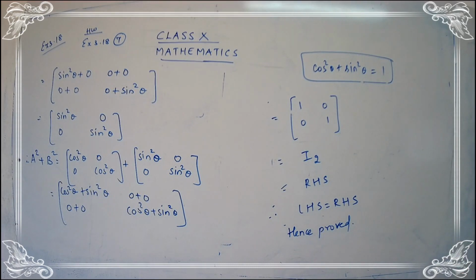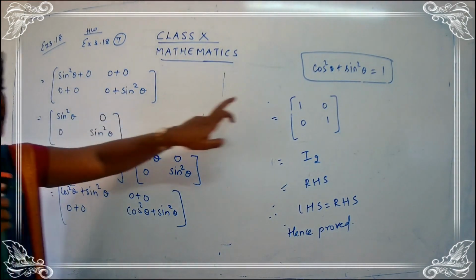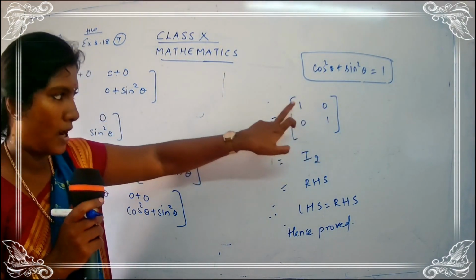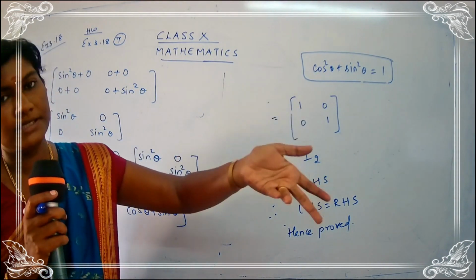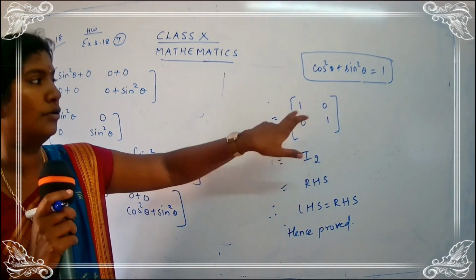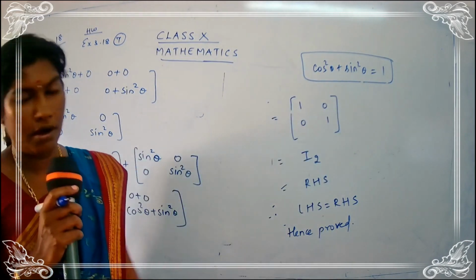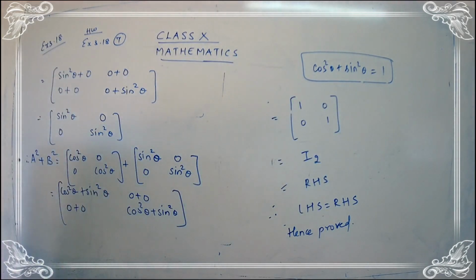I hope you're clear. So we have found A square, we have found B square, and we have added them, and we got the answer 1, 0, 0, 1, which is equal to I2. I2 is the identity matrix. What is the meaning of I2? Identity matrix means the leading diagonal is 1 and all the remaining elements are 0. 2 means 2 rows and 2 columns. So we have found the answer for sum number 8.